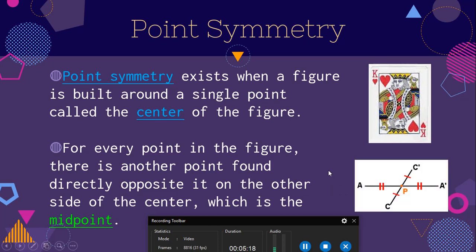If you look at this image of two line segments, P is the midpoint for the line segment. A would travel to the midpoint, whatever distance that is, and it would then travel the same distance to locate A prime. The same thing is true with C and C prime. You have to travel through the midpoint, but you're traveling equal distances.